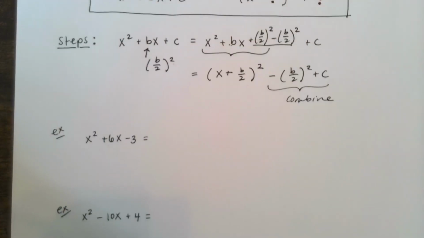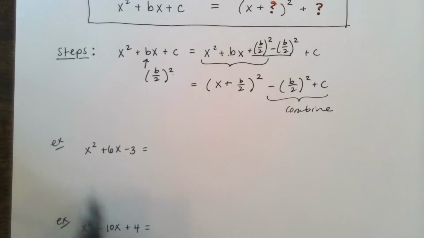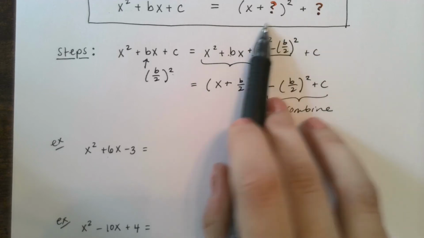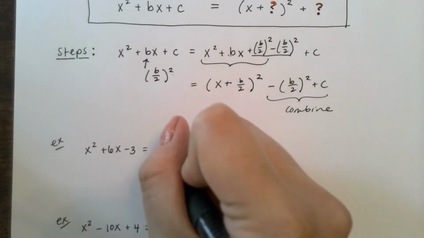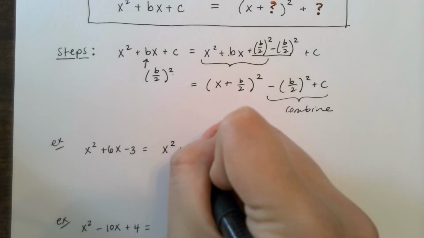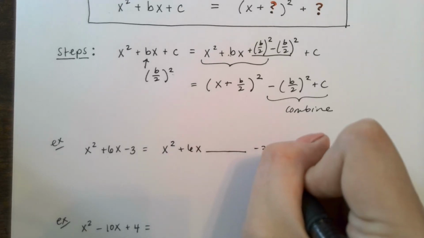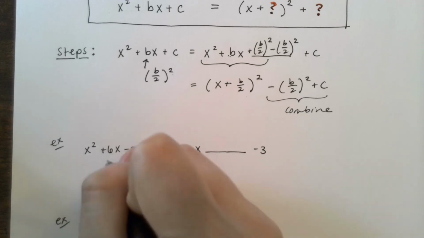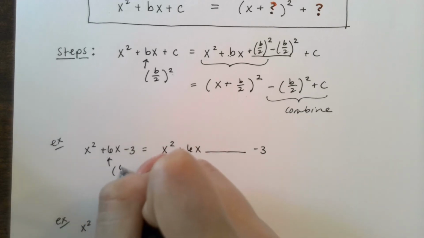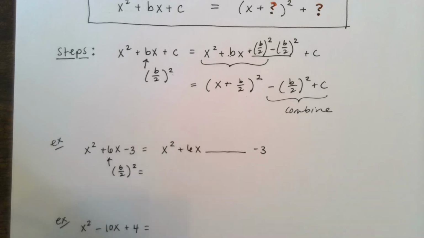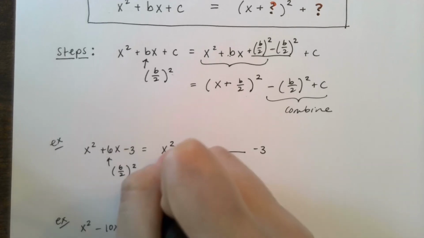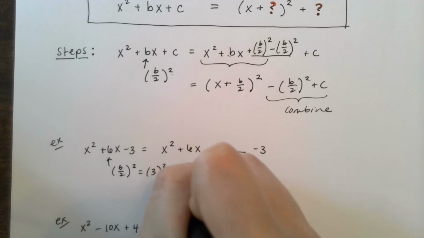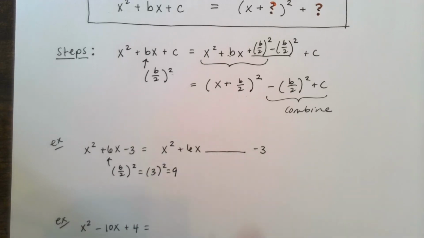All right, so let's use these steps in this first example here. I have x squared plus 6x minus 3, and I want to write it in this completed square form here. So I'm going to start by clearing that extra space after the 6x. Now I want to decide what number to add and subtract right here. So b over 2 squared is 6 over 2 squared, and I haven't messed up this time. 6 over 2 is 3, so I have 9. Okay, so I'm going to say plus 9 minus 9.